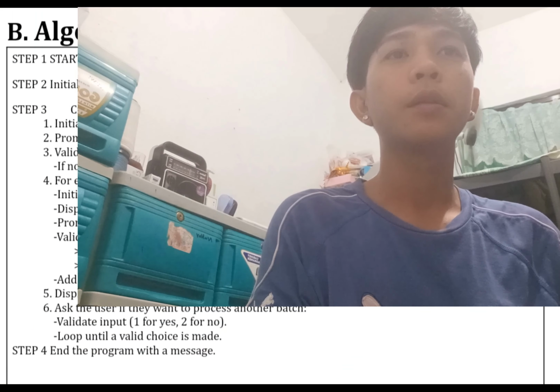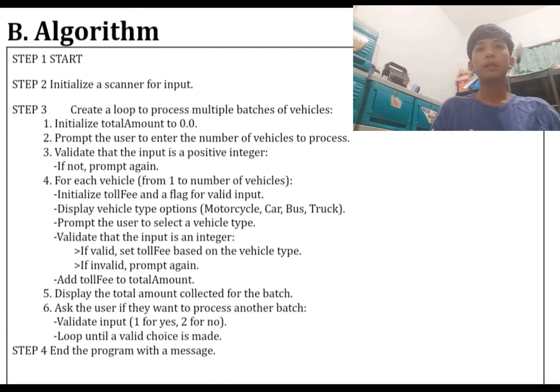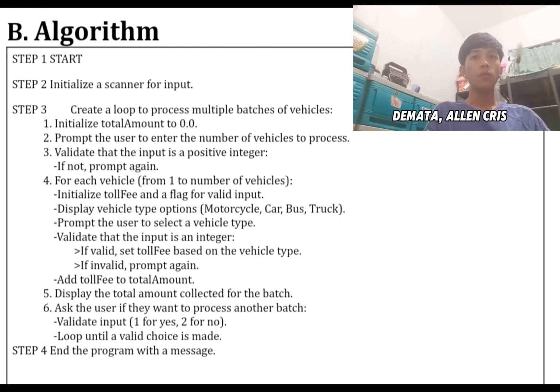A scanner object to read user input. Set continue processing to true. Loop until continue processing is false. Process vehicles and calculate the toll fee. Display the toll fee. Ask the user if they want to process another batch. Update continue processing based on the user response. Close the scanner object and display a farewell message.